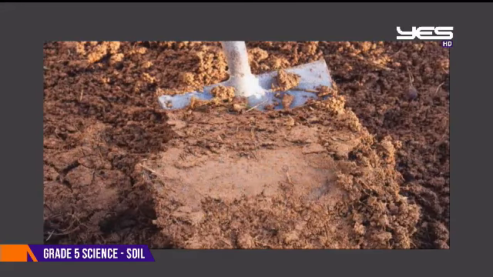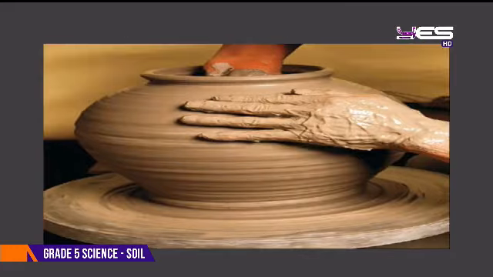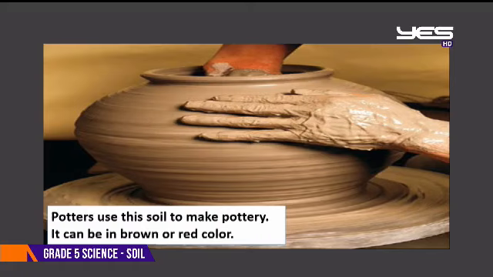Clay soil has a very sticky and clayey texture. Clay soil can be brown or even red in color. Wow, you can see this person making a pot, right? Well, potters use this soil to make pottery. And these pots come in very colorful colors, but mainly brown or red.